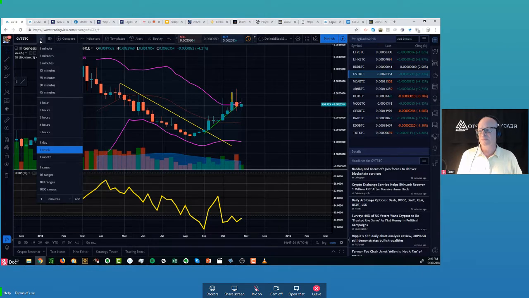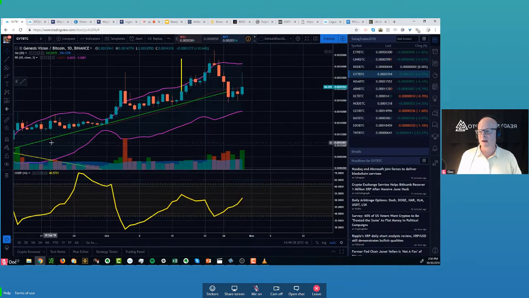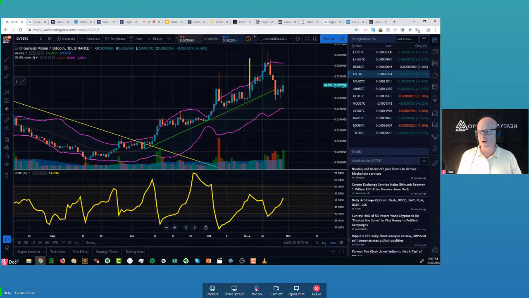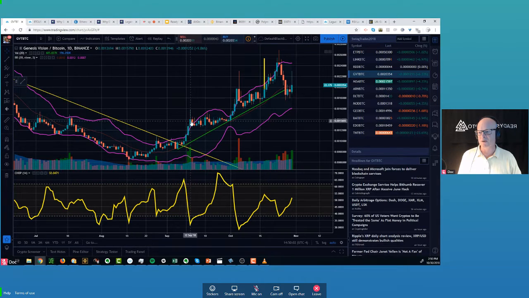Certainly a lot of people are going to look at Genesis and say, oh, look at this, it's awesome. Range contraction, range expansion, range contraction, expansion. Here we go, we're back to a trend line again, and we're building up energy. But look out for the weekly chart.